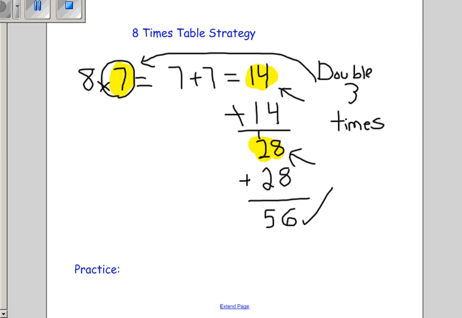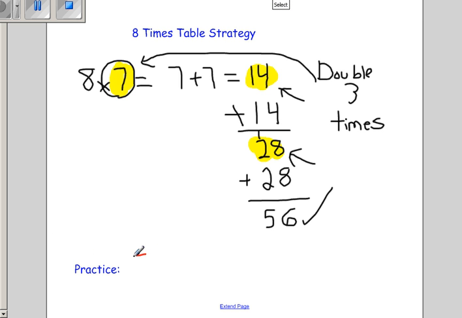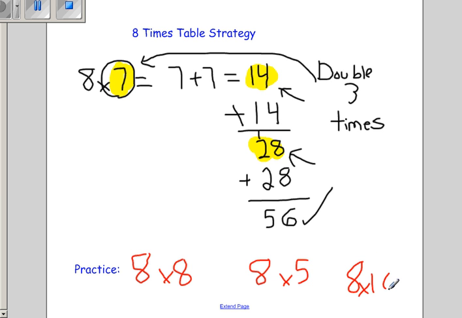So what I want you to do now, okay, and for practice, I want you to try 8 times 8 using that strategy, 8 times 5 using that strategy, and 8 times 10 using that strategy. All right.